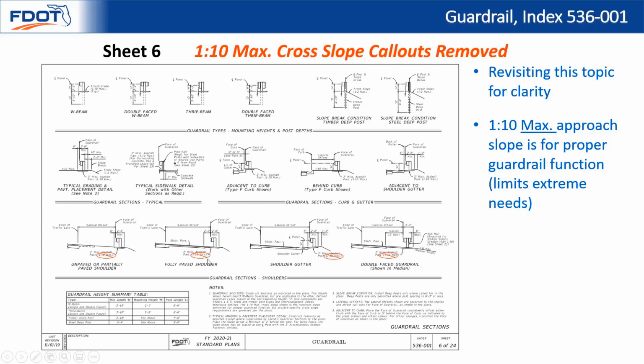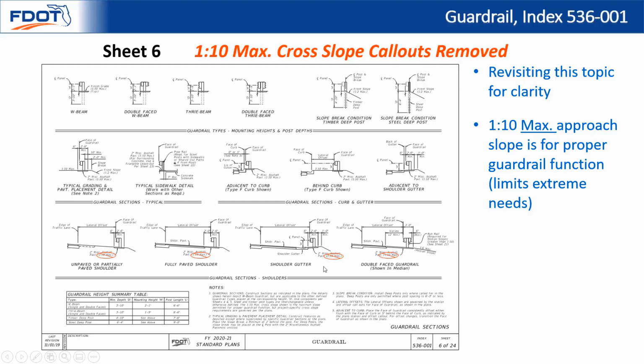The issue is 1 to 10 max is placed in here for optimum guardrail performance. Sometimes people don't look any further for information. And so in order to avoid that, we went ahead and removed these 1 to 10 max labels, which again are only placed for the purpose of the guardrail performance in the guardrail standard.